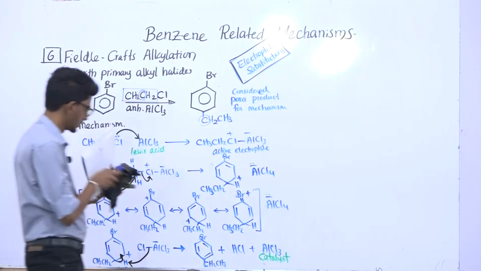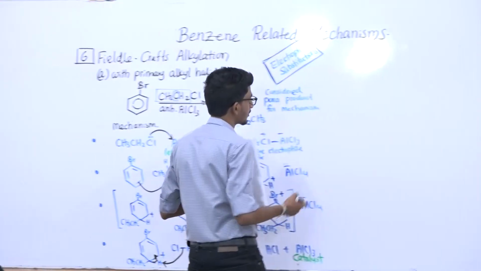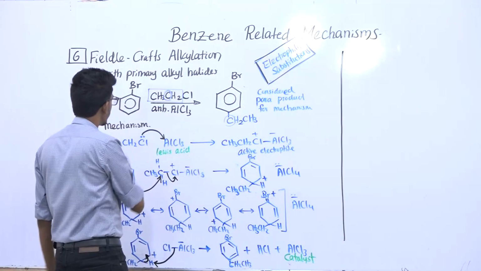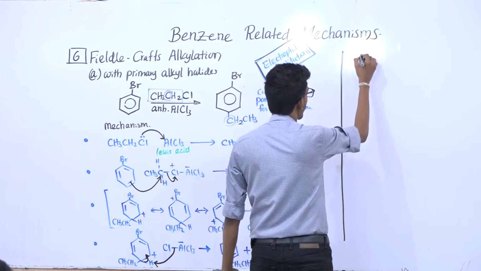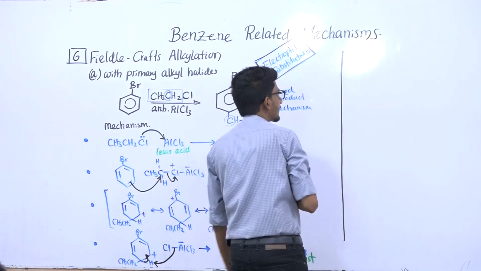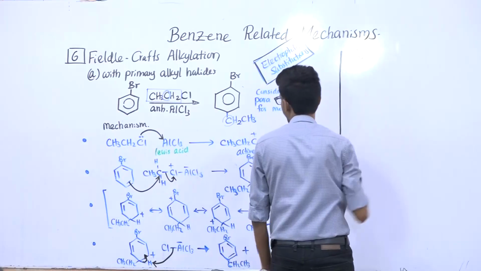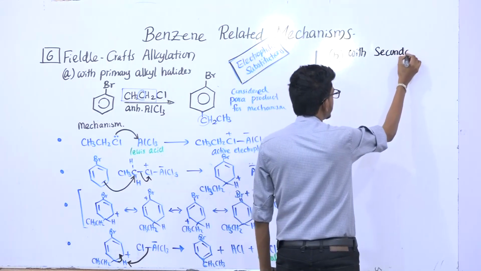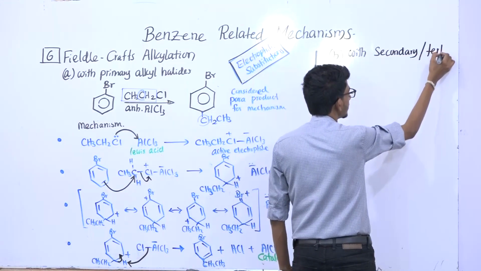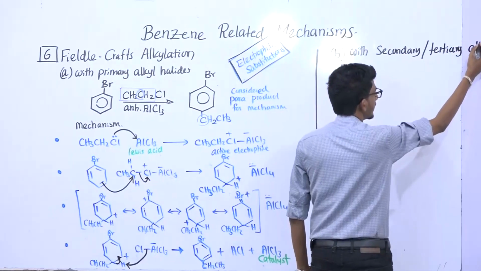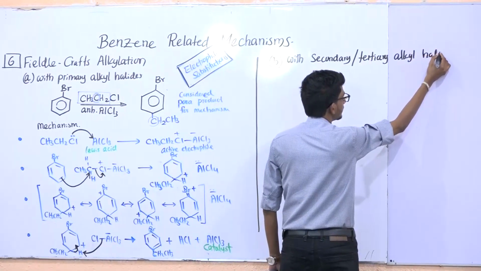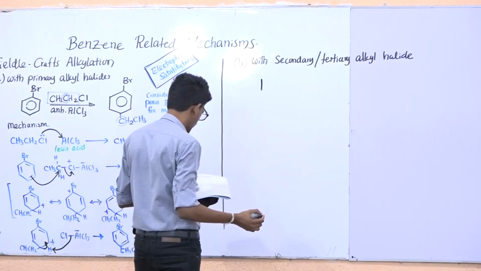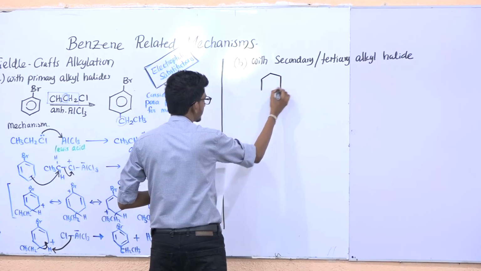Let's do the next one. So the second type of Friedel-Crafts reaction, right? Friedel-Crafts alkylation with the use of a secondary or tertiary alkyl halide. See this one. So what is the reaction given there? They are coming up with the same kind of stuff.